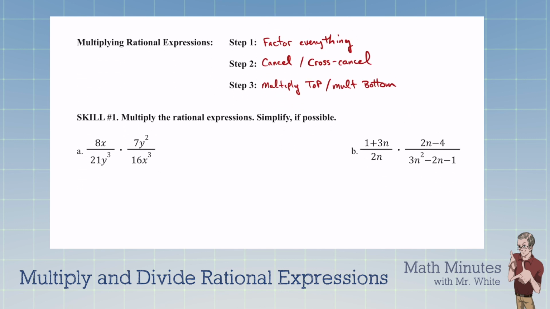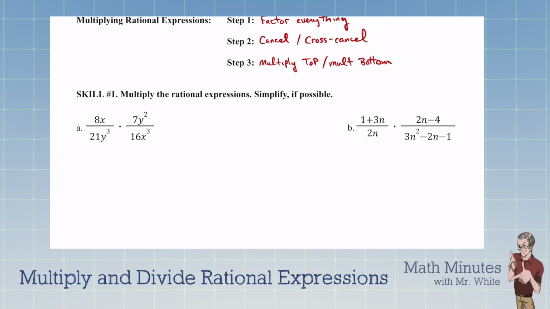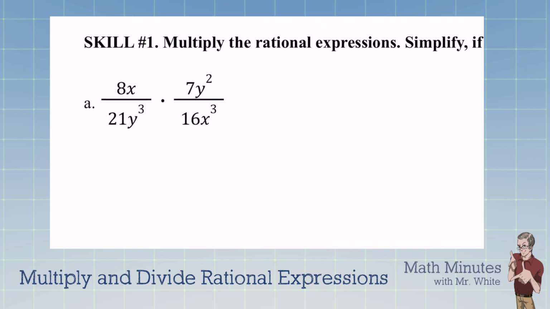So skill number one is multiplying rational expressions. One of two skills today. So let's look at this question here. We multiply fractions by multiplying the top and multiplying the bottom. Now my step one that I said above was to factor first. There's really nothing to factor unless you want to think about this as being 7 times y, and then 16 is 4 times x. If you want to write all that out, that's fine. It's not really necessary here.